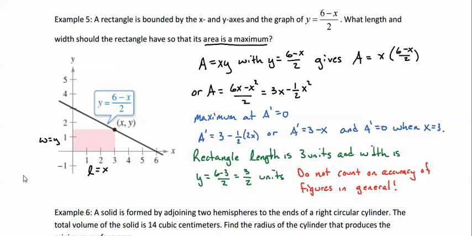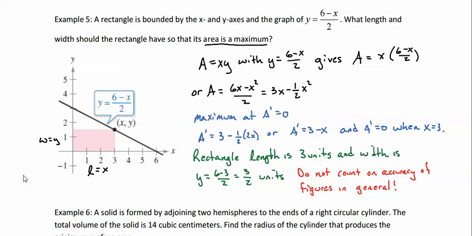Moving on to the blue writing. I know my maximum occurs when the derivative is 0. So I find the derivative. A prime equals 3 minus 1/2 times 2x, which is the same as A prime equals 3 minus x. I know that that derivative is equal to 0 when x is equal to 3. So the rectangle length is 3 units, and the width is y equals 6 minus 3 over 2. 6 minus 3 over 2 is 3 over 2, or 3/2 units.